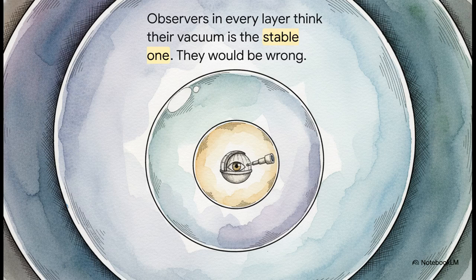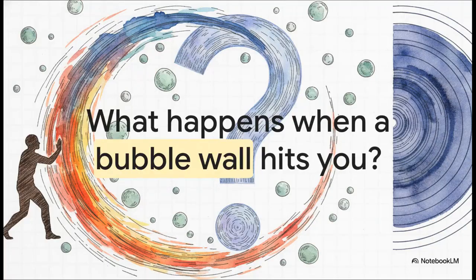But here's the greatest irony of the whole thing. Observers living in every single one of those layers would look around, do their math, measure their physics, and confidently declare that their vacuum is the final stable one. And they would be completely wrong, just as we might be wrong right now. So naturally, this leads to the ultimate question.